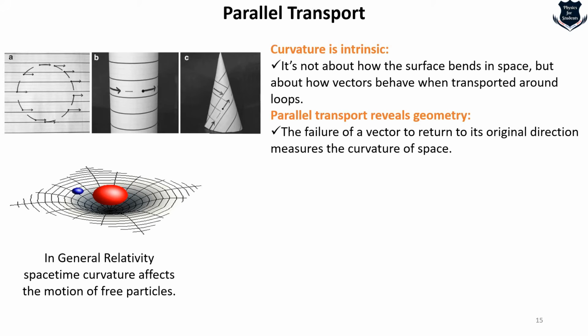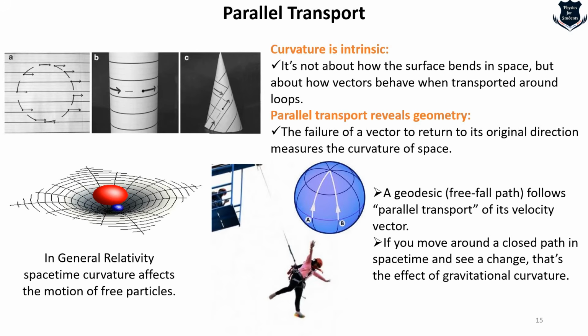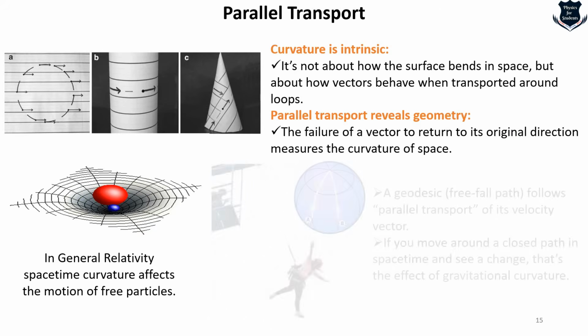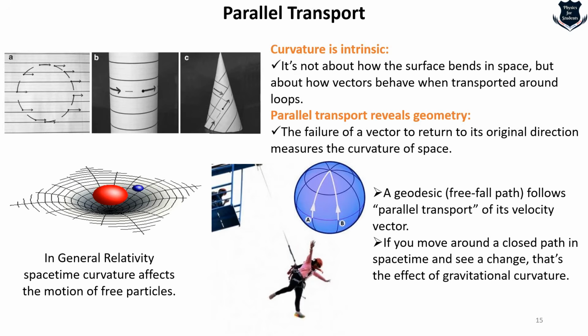So here we can say that a geodesic or a free fall, here you can see the image of a free fall path, actually follows a parallel transport of its velocity vector. It is moving around, that means we are transporting, isn't it? This person, if I consider this to be a free fall, you can consider this person to be this blue dot, which is circling around this red mass.